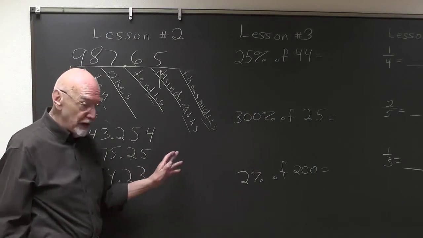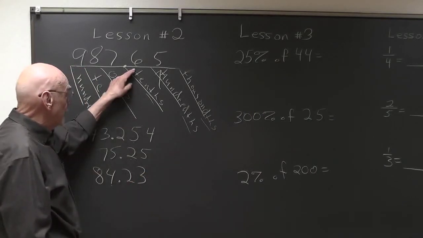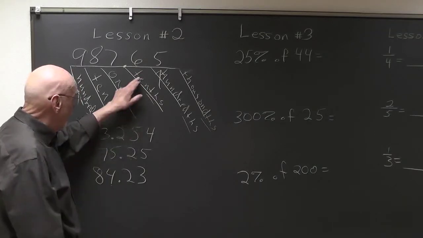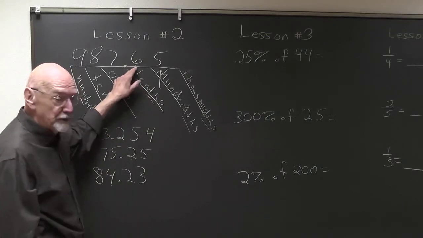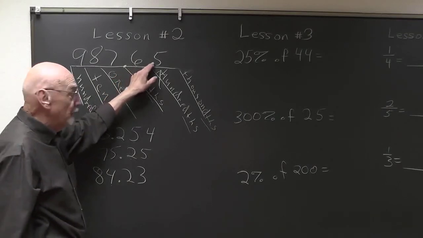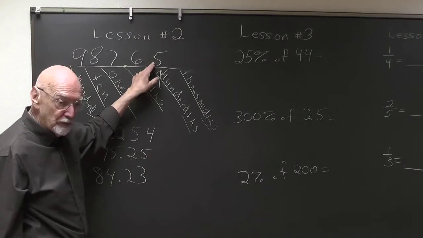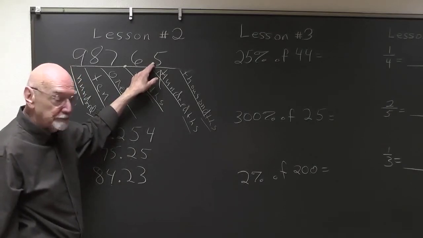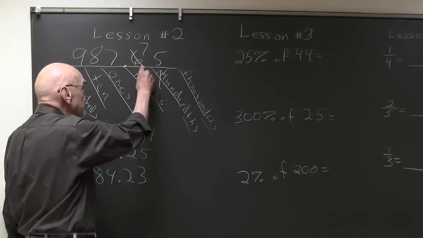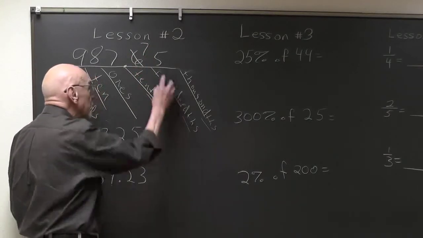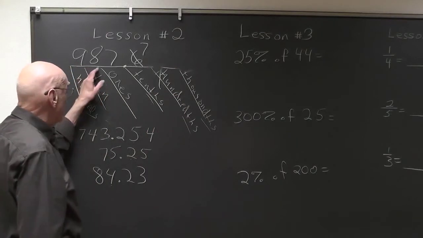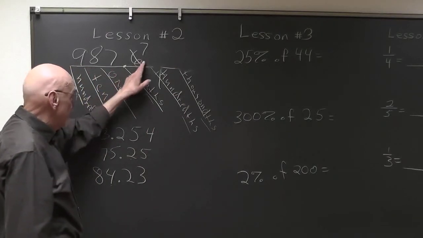If the directions tell us round off to the nearest tenth, then we know that's this place, the first one to the right of the decimal point. And again, we look to the right. If this is 5 or more, we're going to add 1. It is a 5. Therefore, we're going to raise the 6 to a 7, and we're going to get rid of that 5. And then this answer is 987 and 7 tenths.